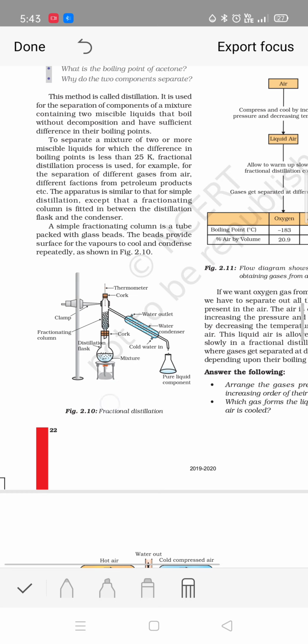Here, as you can see, there is one more column, the fractional column, between the distillation flask and the condenser. A simple fractional column is a tube packed with glass beads, and these beads provide surface for the vapors to cool and condense repeatedly, as you can see in the picture also.